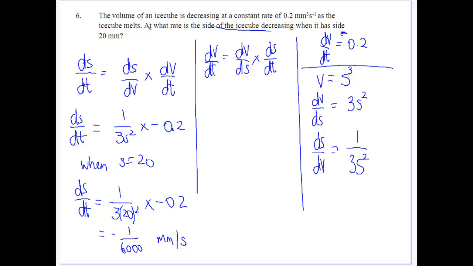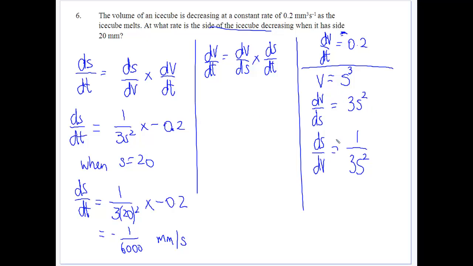In question 6 here, we've got a volume of an ice cube is decreasing at 2.2 millimeters cubed per second. So dv dt will be minus 0.2. And we want the rate of the side of the ice cube that is decreasing. So we know that the volume with respect to time would be the dv ds over ds dt. Or we can manipulate that to also get ds dt would be ds dv on dv dt, because we know what dv dt is.